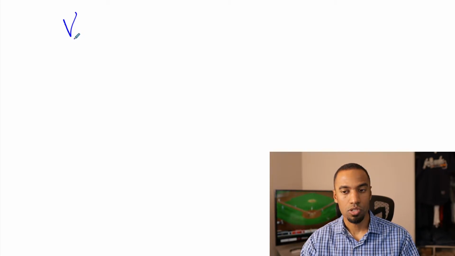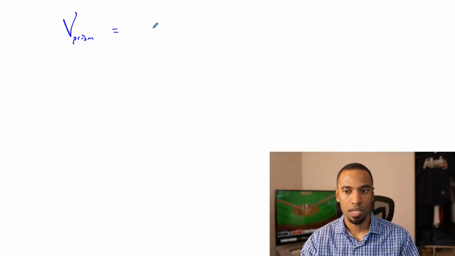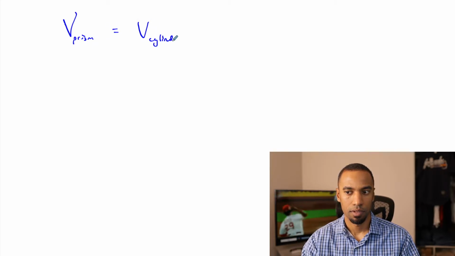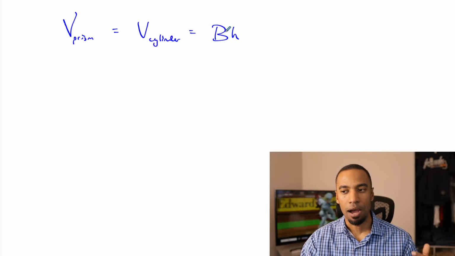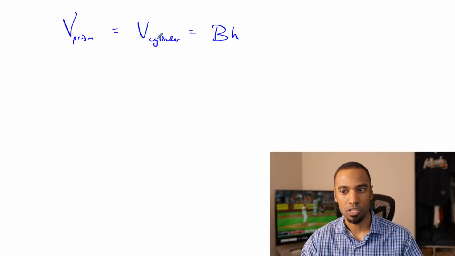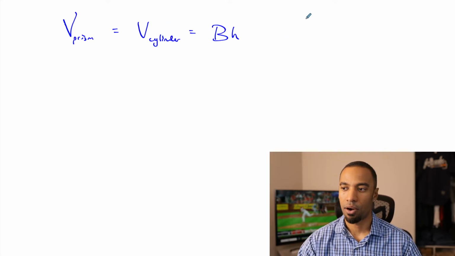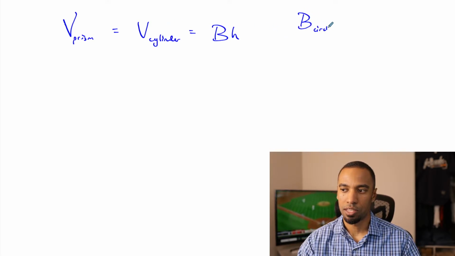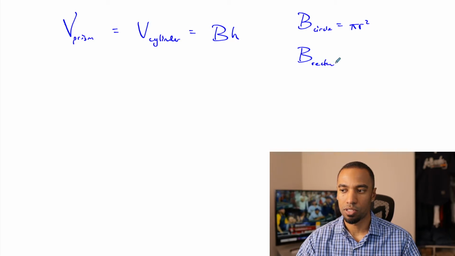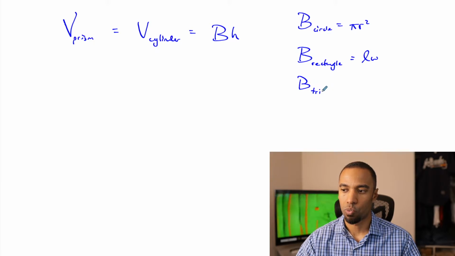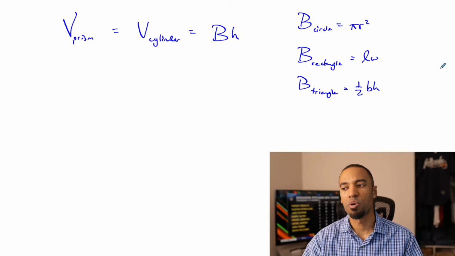cylinders and prisms. So volume of prism equals volume of cylinder, which is area of base times height. Now, you have different bases that we play with. In a cylinder, it's always a circle, so the area of a circular base is going to be pi r squared. But we've been looking also at areas of bases of rectangles, which is length times width, and area of base of triangle, which is 1/2 base times height. Honestly, that's mostly all we've been looking at.